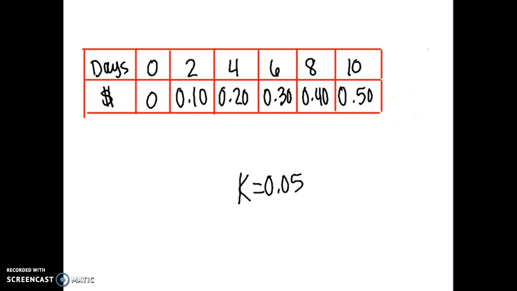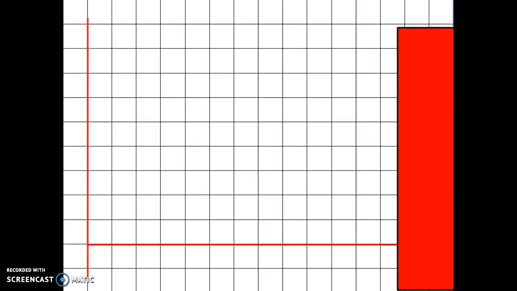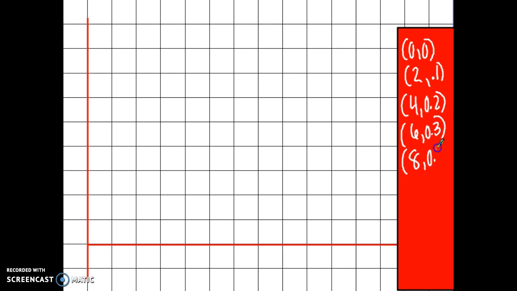I'm going to take the numbers from this table and make ordered pairs. So I have 0, 0, 2, 10 cents, or 1 tenth, 4, 2 tenths, 6, 3 tenths, 8, 4 tenths, and 10, 5 tenths. We said that the X is days.